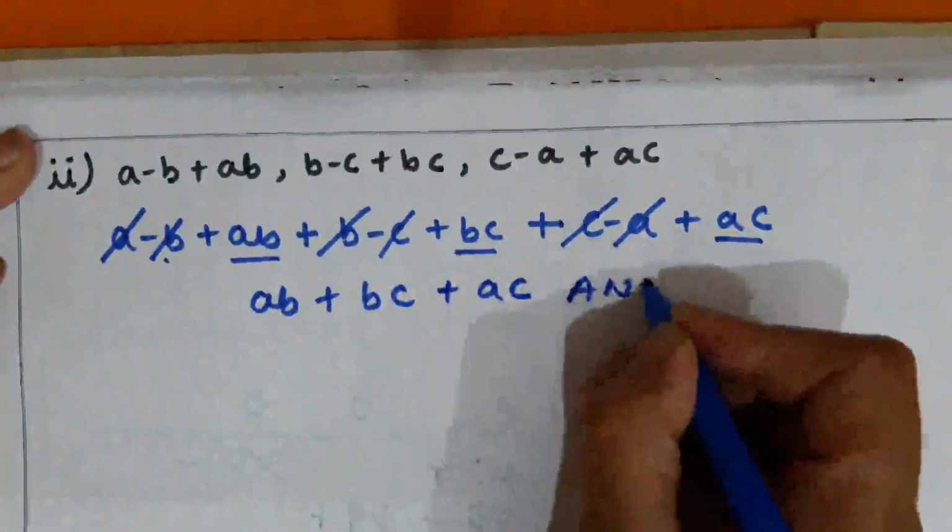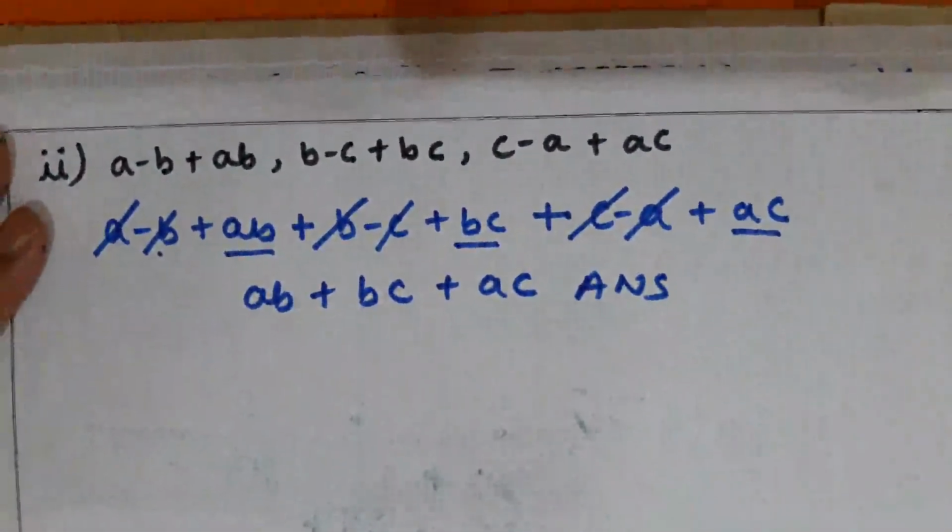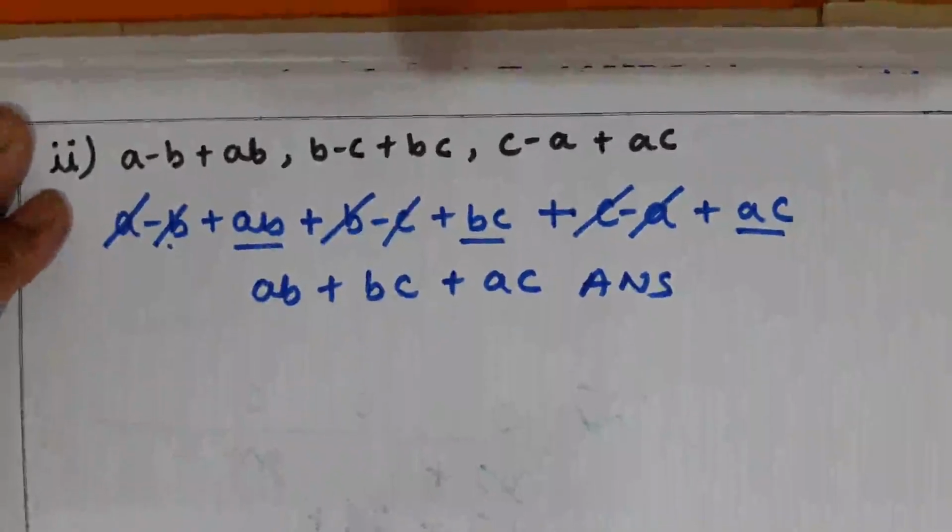So this is a simple method to add. So in this way you can easily add. So you can add in the row method also.